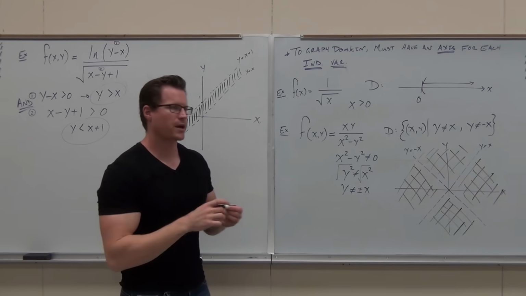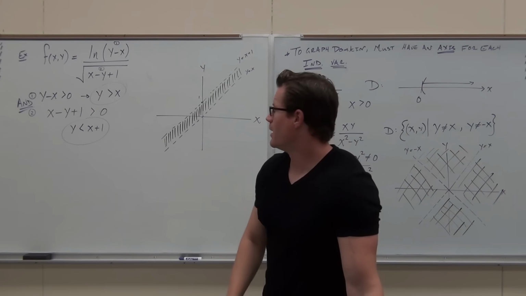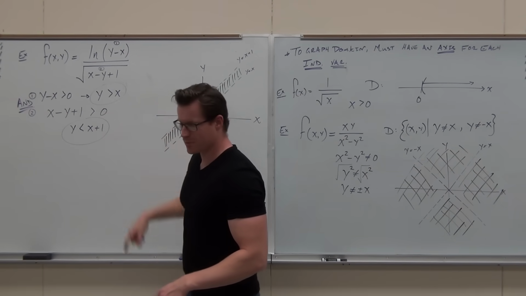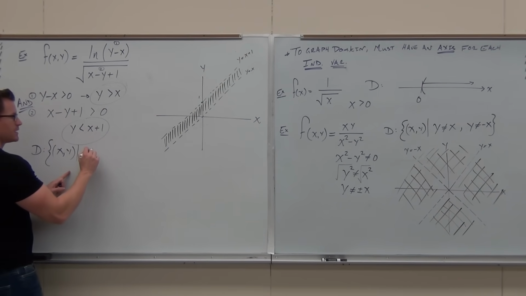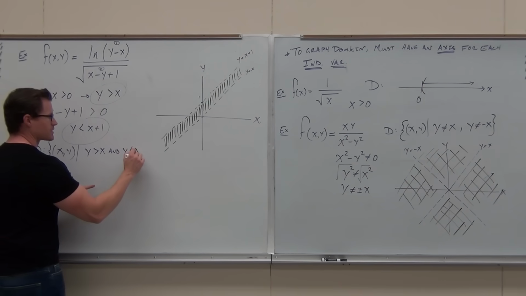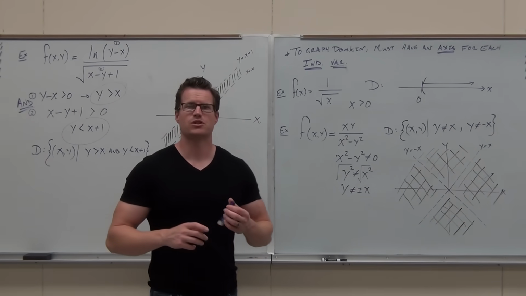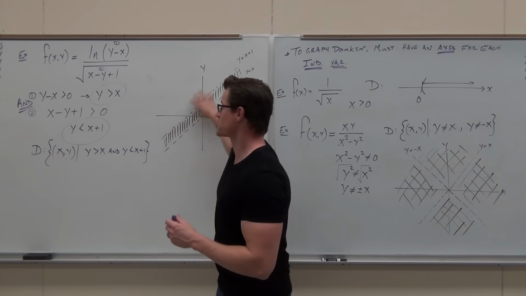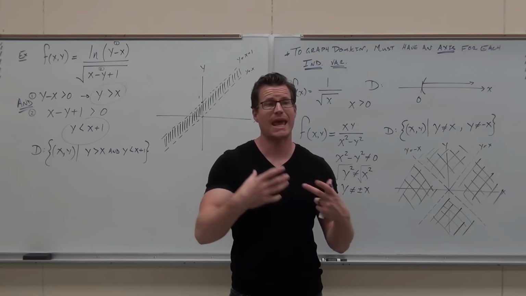So this, our domain, is every ordered pair in that strip. And that's the best way we can graph our domain right there. When we write our domain out and say, okay, well, the domain is every ordered pair such that y is greater than x and y is less than x plus 1, that's technically the domain, but it doesn't give us a good picture of what's going on. This is a good picture of what's going on. It literally shows you every single point that we can use.